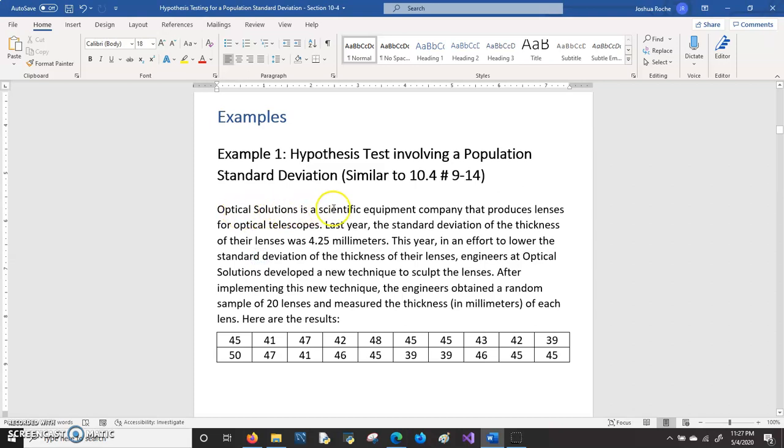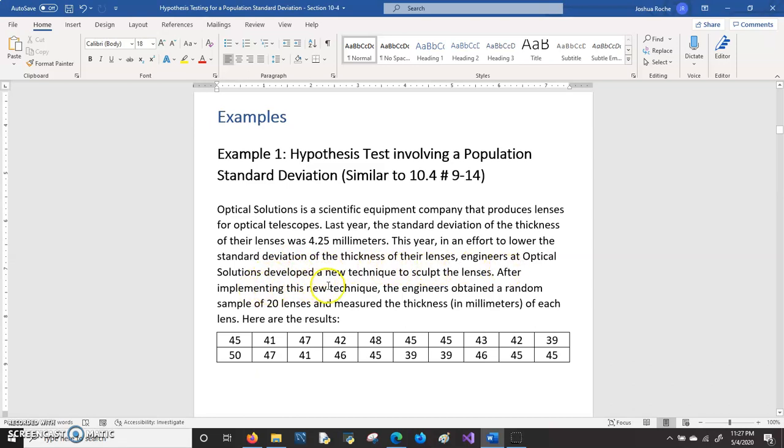Optical Solutions is a scientific equipment company that produces lenses for optical telescopes. Last year, the standard deviation of the thickness of their lenses was 4.25 millimeters. This year, in an effort to lower the standard deviation of the thickness of their lenses, engineers at Optical Solutions developed a new technique to sculpt the lenses.